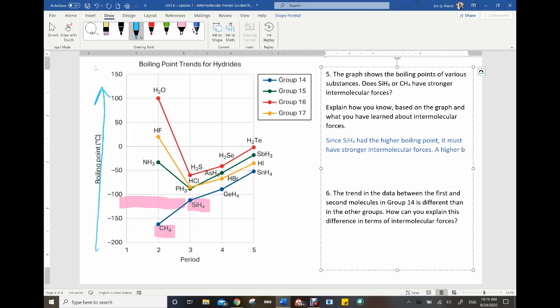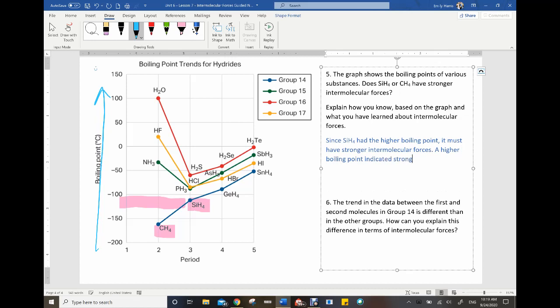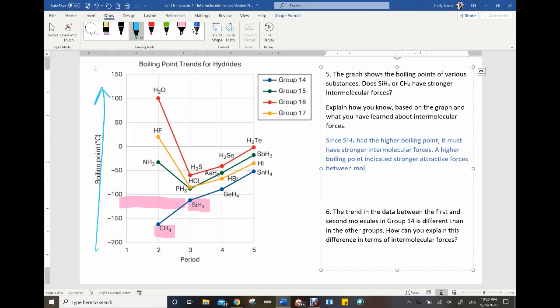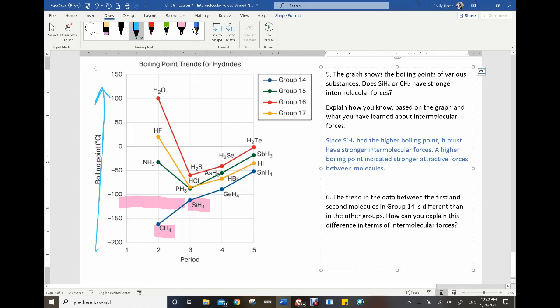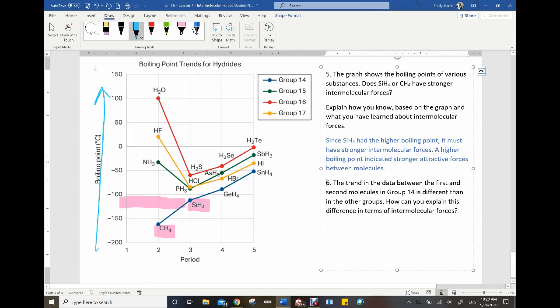A higher boiling point indicates stronger attractive forces between molecules. So we're using what we see from the graph, a higher boiling point, and connecting that to stronger forces between molecules.